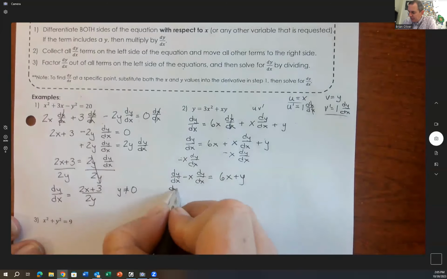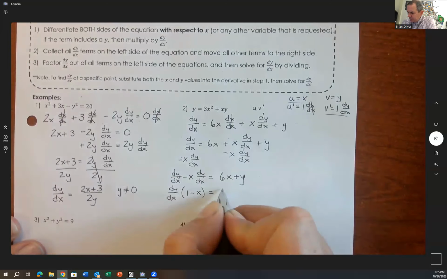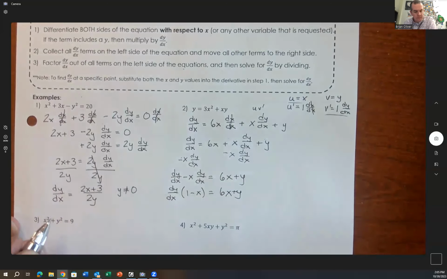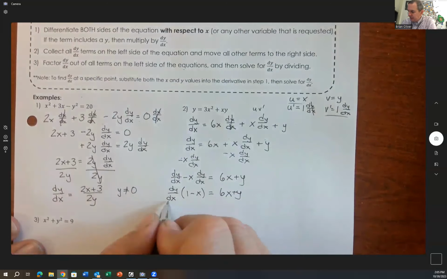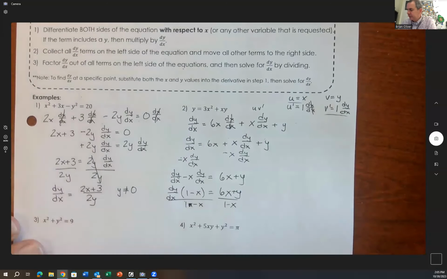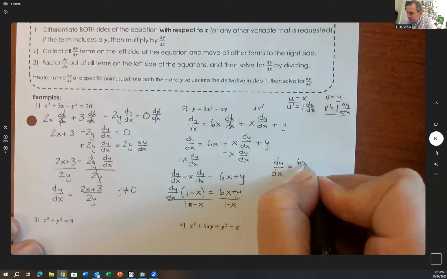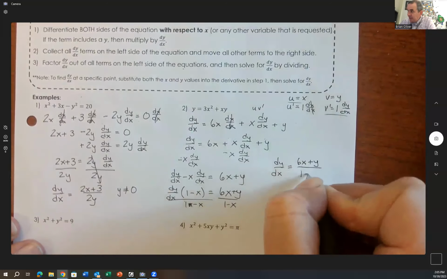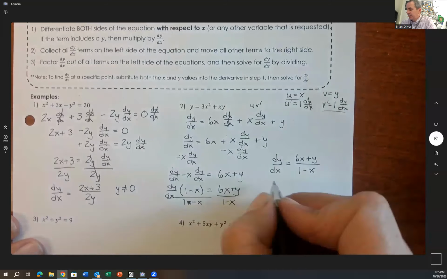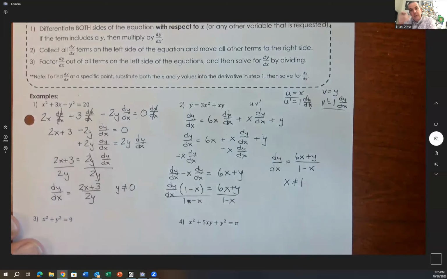I want to factor out the dy/dx here. And when I factor out the dy/dx, I'm going to get (1 minus x) times dy/dx equals 6x plus y. And now here's the deal. I'm going to divide both sides by 1 minus x. So dy/dx is going to equal (6x plus y) over (1 minus x). And the only thing I want to say here is that x can't equal 1, because I can't make the denominator 0. This is going to be the true implicit derivative with respect to x, as long as x isn't 1.